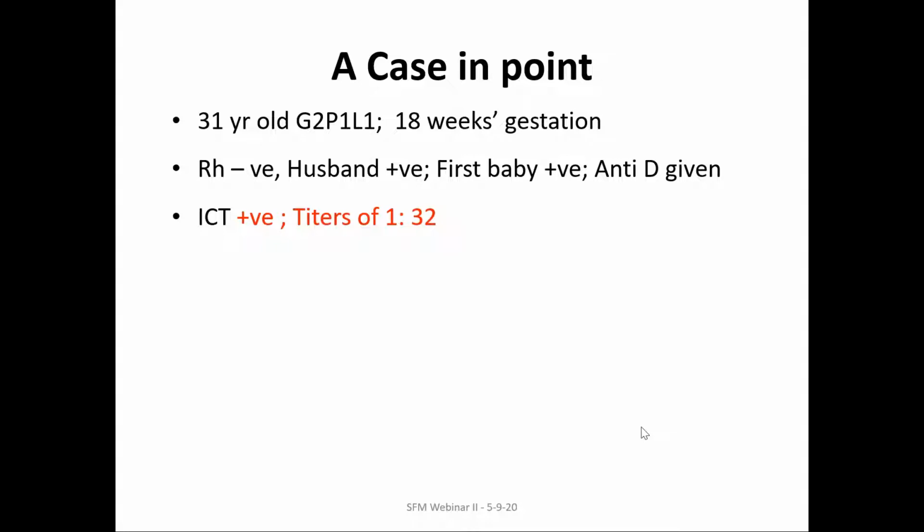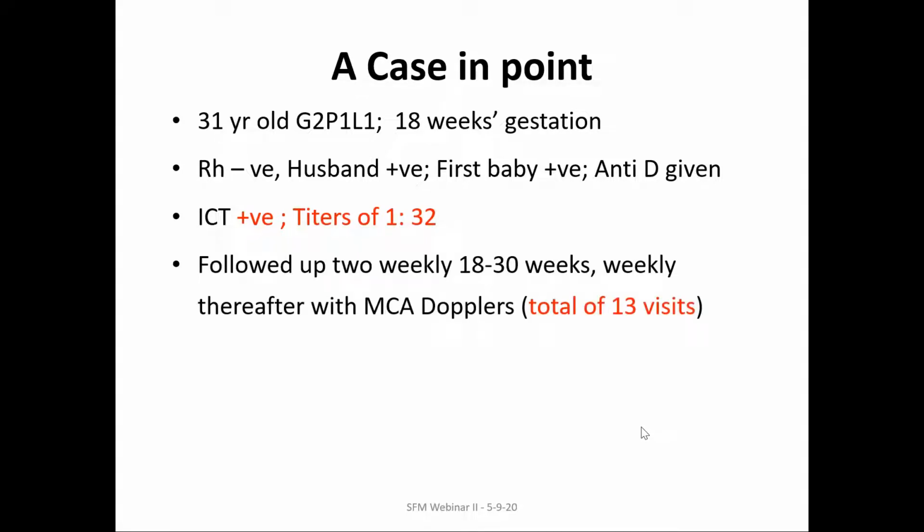Now, this doctor assumed that 1:32 is above the critical titer of 1:16. She didn't bother to look at what method was employed to do the titers. So she said, oh, you're at high risk for fetal complications, and therefore we need to keep seeing you every 2 weeks till 30 weeks. So this poor lady was seen every 2 weeks with MCA Dopplers from 18 to 30 weeks, a total of 13 visits to the hospital just for Dopplers. And this fetus did not develop anemia till 36 weeks.